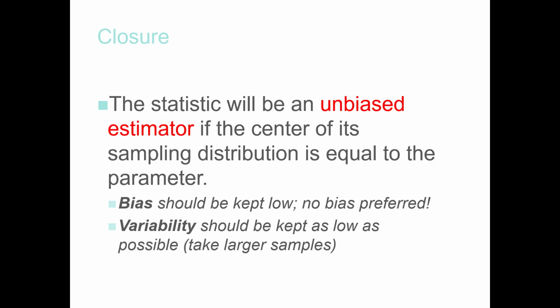We want to keep bias as low as possible. Obviously, we want to shoot for no bias, but anything with lower bias is going to be preferable to anything with higher bias. Secondly, variability, we want to keep that as low as possible. So you're going to hear this mantra over and over and over: take larger samples. Those are going to make your variability as low as possible. Okay, those are the 2 important points for today.